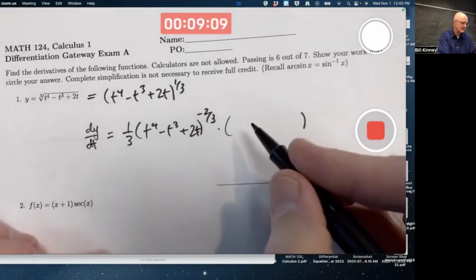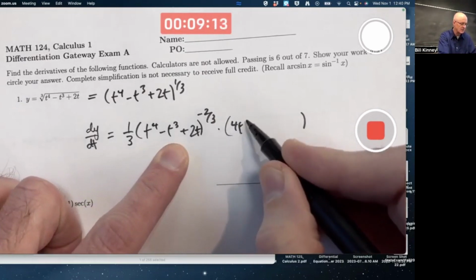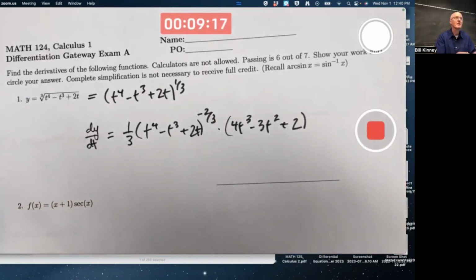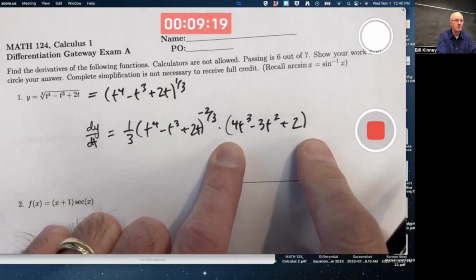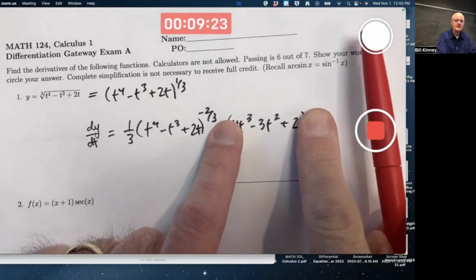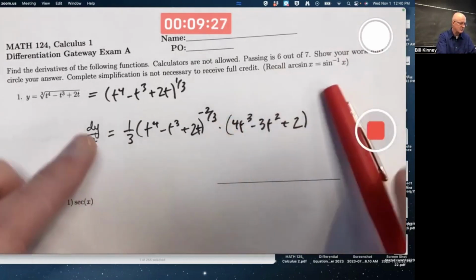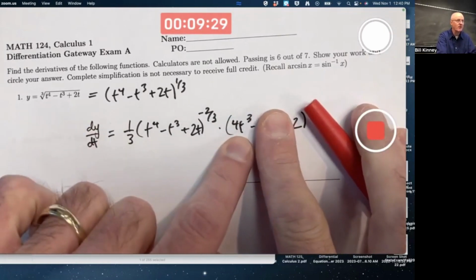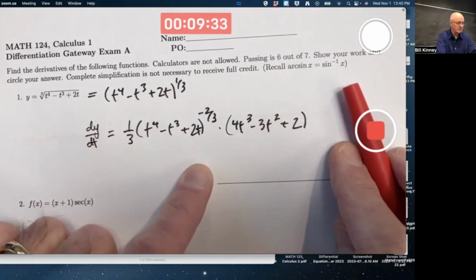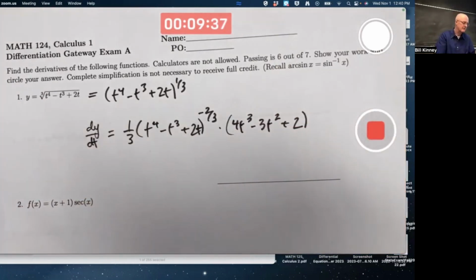Absolute must. The derivative of t to the fourth minus t cubed plus 2t is 4t cubed minus 3t squared plus 2. The most common mistake was people didn't put parentheses here. The reason that's so important is if you don't have parentheses, the implication by order of operations in math is that you'd be multiplying this just by 4t cubed, not by the entire thing. We're multiplying this by the entire thing. You have to have the parentheses. That was the most common mistake.